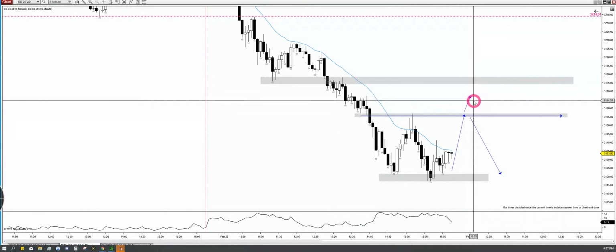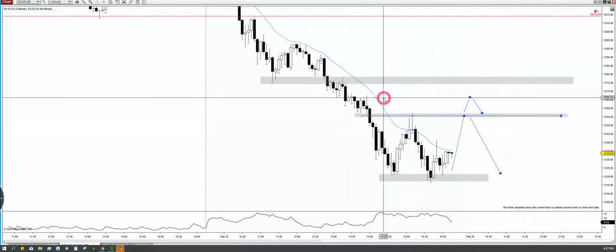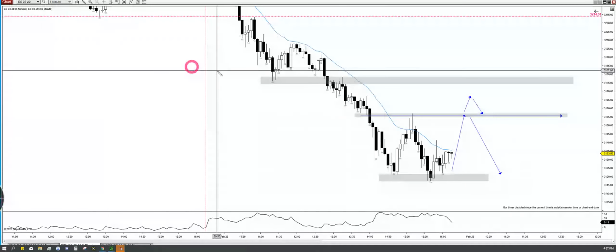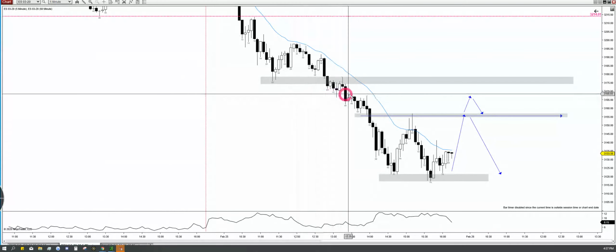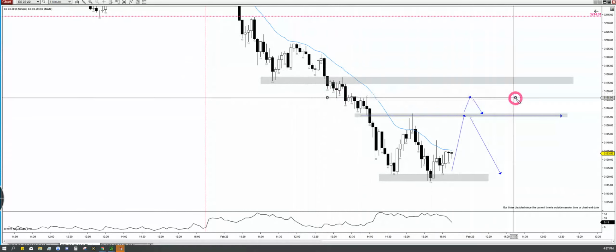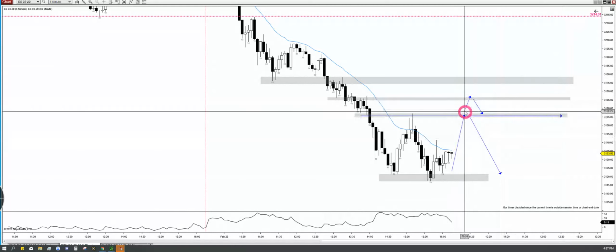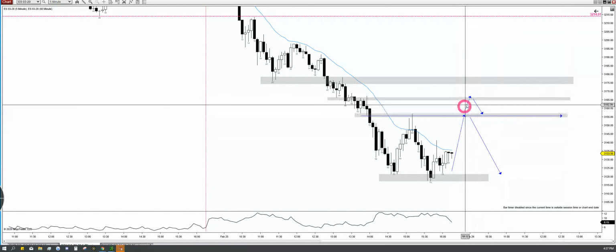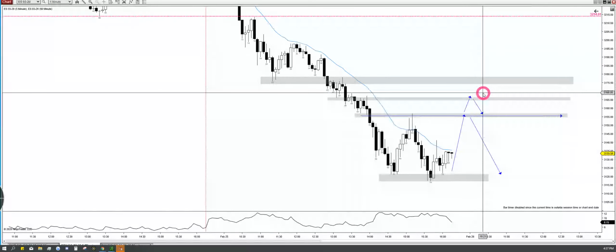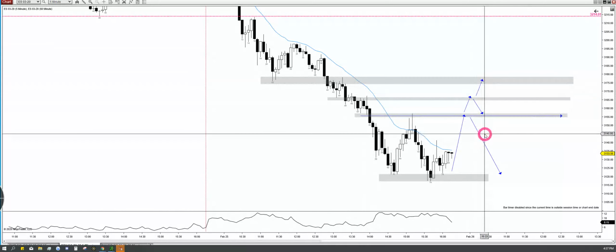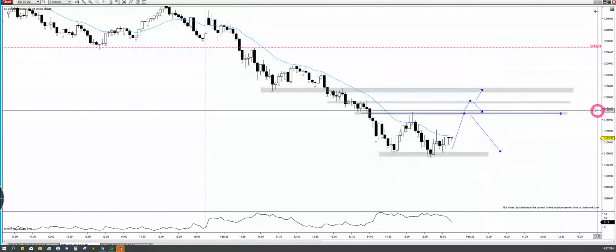We have a minor flip line here, right? So I have to get that into consideration, which is right here, right? So that is your next target. If it closes above, then you have a target up here. All right, so this is what I'm looking for.